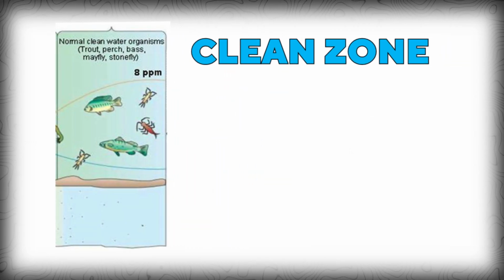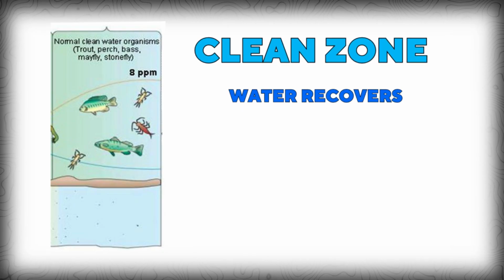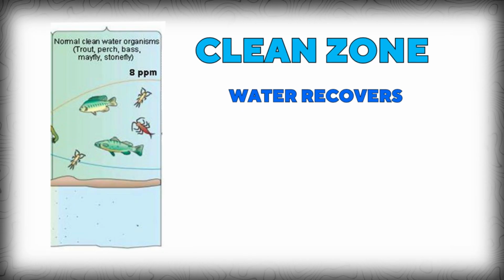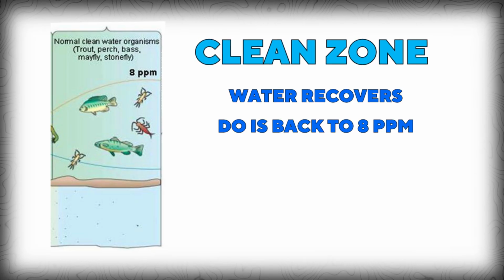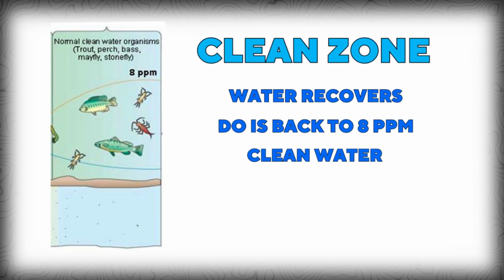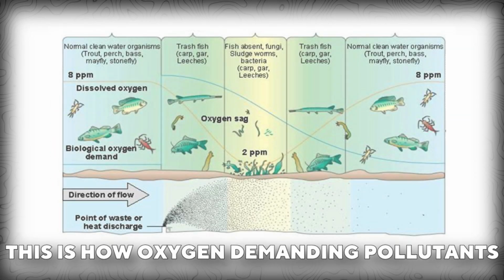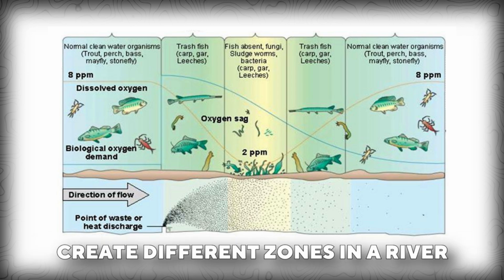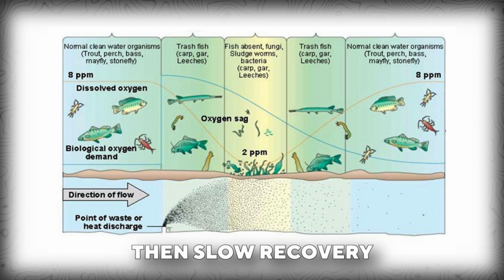And lastly, we have the clean zone, which is also known as the downstream. This is where water recovers and returns to normal oxygen levels, which is about 8 parts per million, or ppm. And aquatic life diversity increases again, with clean water organisms reappearing. This is how oxygen-demanding pollutants create different zones in a river, from healthy beginnings to dead zones, then slow recovery.